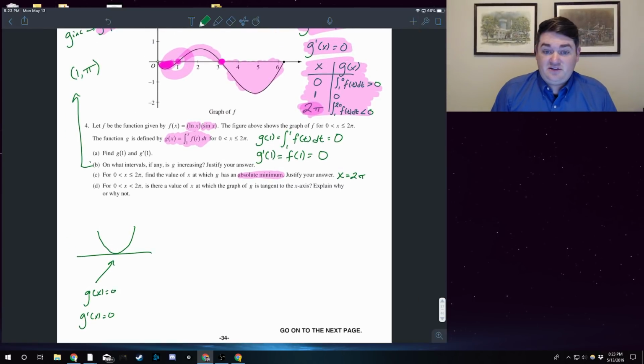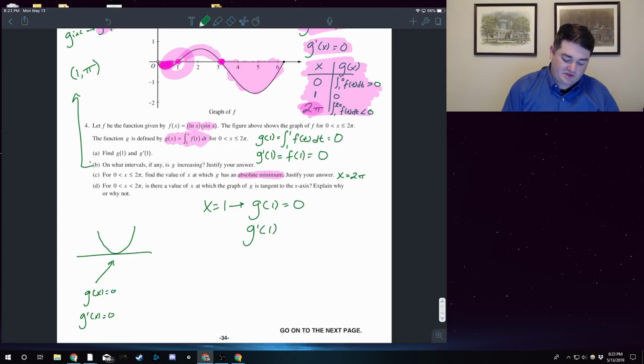which is convenient because in part A we already found that. In part A we already found that when x equals 1, g of 1 is 0 and g prime of 1 is 0. So the graph of g, which by the way we don't know what the graph of g looks like, but the graph of g is tangent to the x-axis at x equals 1.